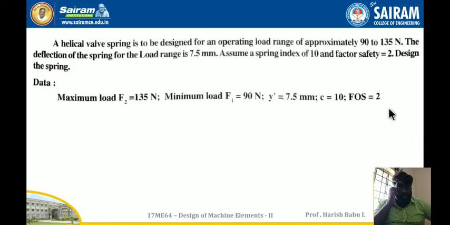Coming to the next problem, a helical valve spring is to be designed for an operating load range of approximately 90 to 135 Newton. The deflection of the spring for this load range is 7.5 mm. Assume the spring index of 10 and factor of safety as 2 to design the spring. The maximum load F2 is 135 Newton. The minimum load F1 is 90 Newton, y dash is 7.5 mm and C is 10.